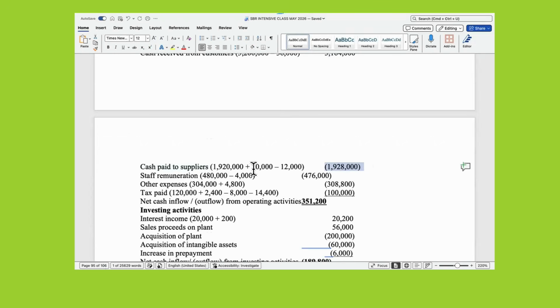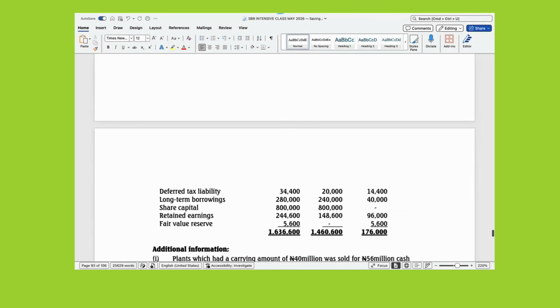to suppliers. Inventory is non-cash. This one, I have not received this. Okay, I have not paid this 12,000. These are payables, so I remove it. This inventory, inventory is deducted to get cost of sales and is non-cash, so I need to add it back.